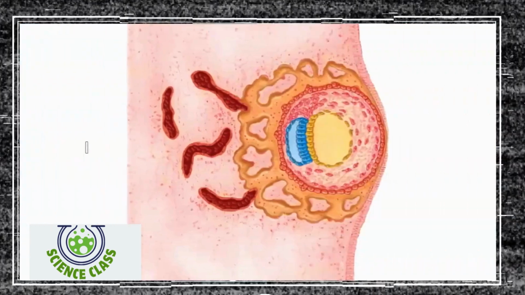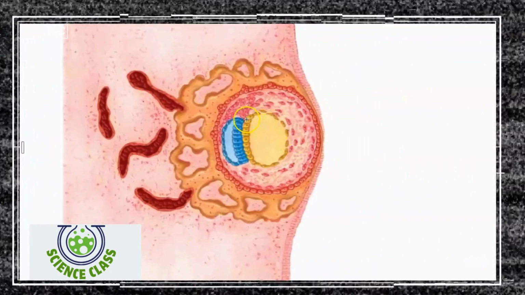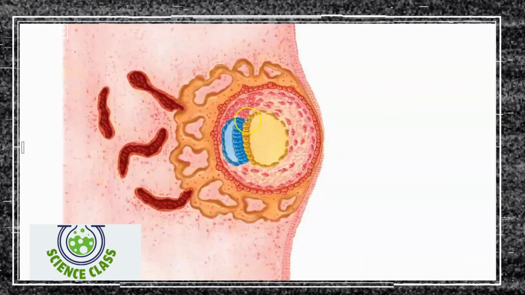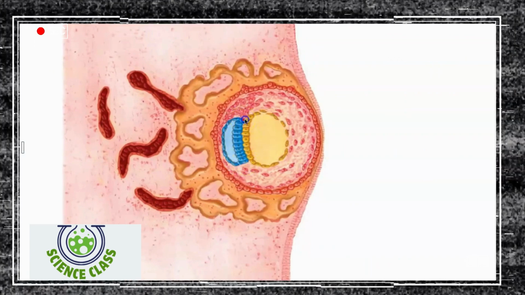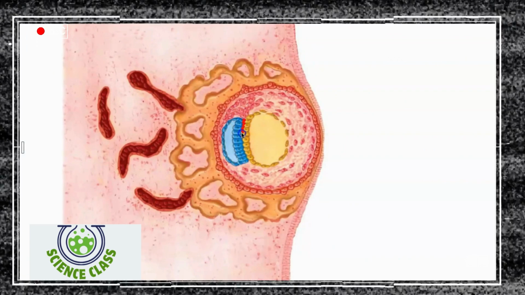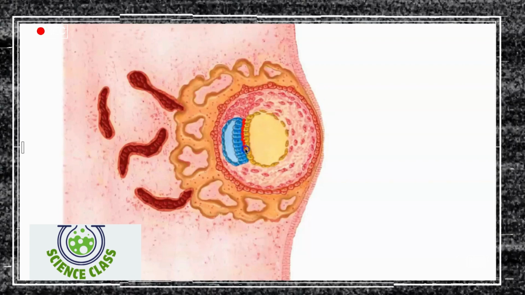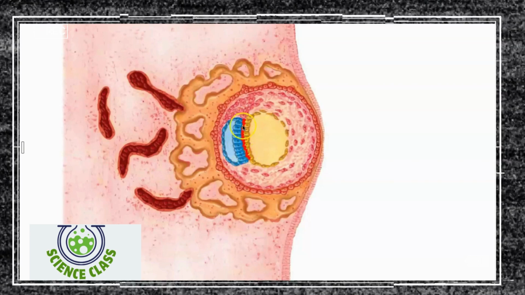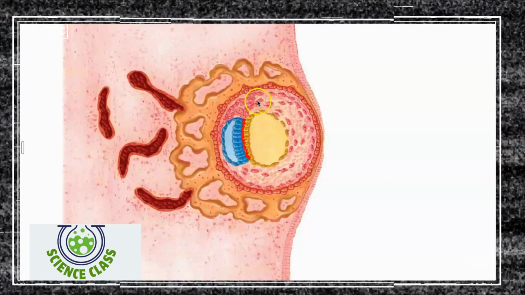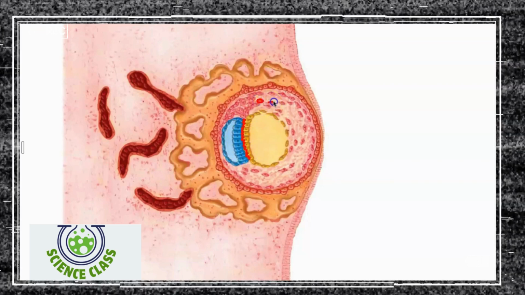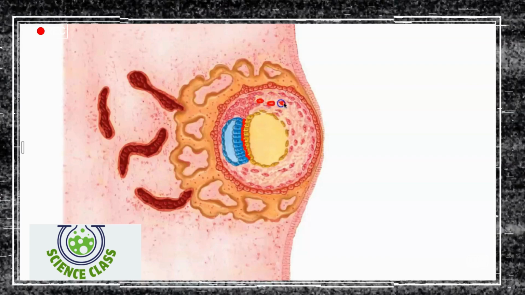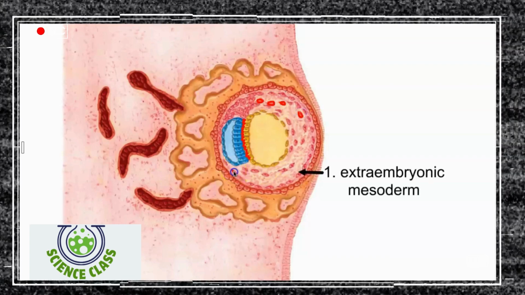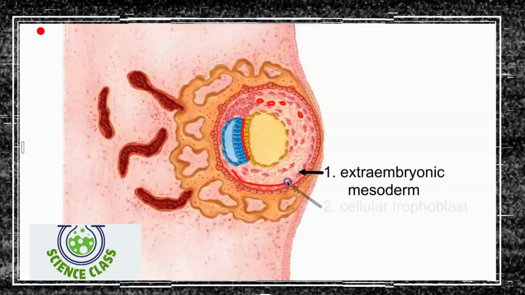Taking a look at another picture, what we can see here is that the inner cell mass is organized into an embryonic disc, and that embryonic disc is going to undergo gastrulation, where a new cell layer called the mesoderm is going to be formed. But not all of the mesoderm is contained within the embryo. In this picture, they're showing us these cells, which are extra embryonic mesodermal cells. And what these mesodermal cells do is they line the cellular trophoblast.